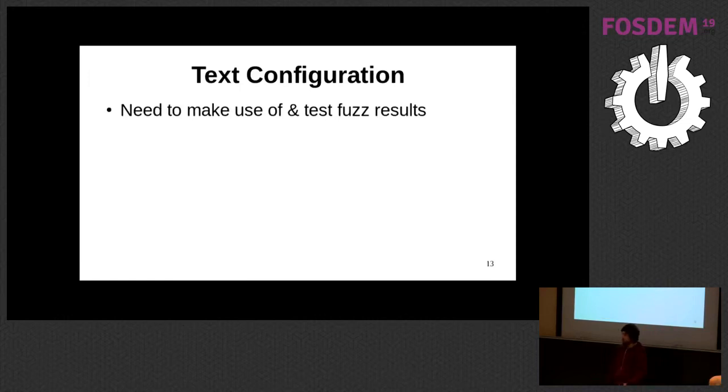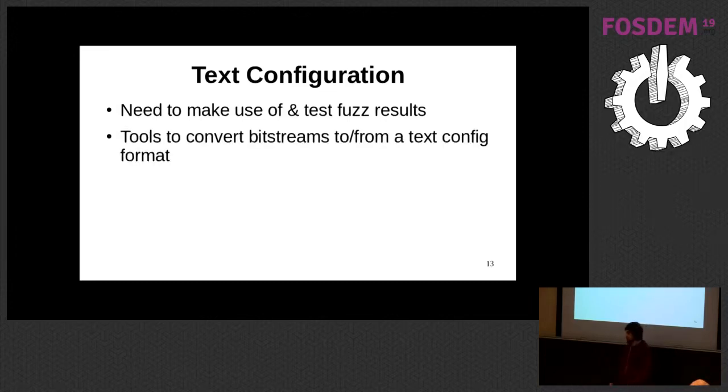So to play about a bit more, I decided to make a textual configuration format because a bit stream is just a series of bits. It's not very useful to a human. So the idea is how can we represent this in a way that's still very low level, not like Verilog source or anything, but that's easy to see what's going on. And this is to test the fuzz results.